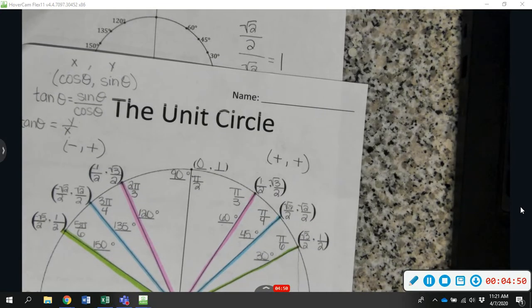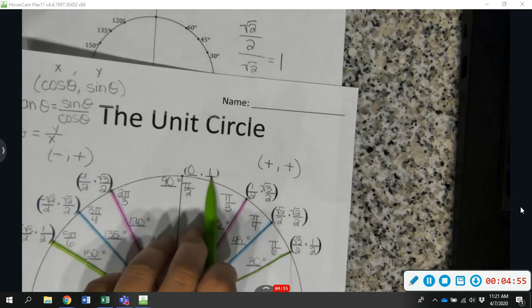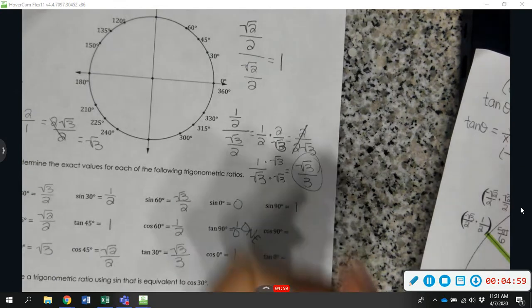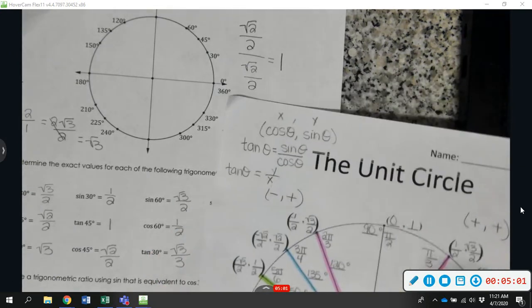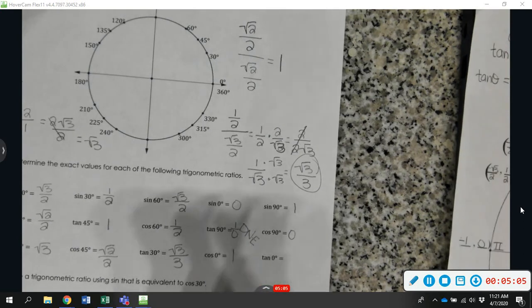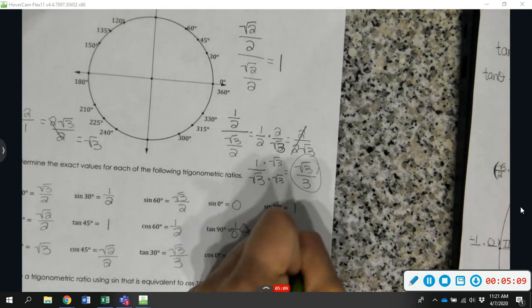Sine of 90, so I go back to my circle. So you see it's a lot of going back and forth to your circle. So sine of 90 is just 1. It's my y value. Cosine of 90 is 0, if you look at it. And then tangent of 0, I take the y value, I divide it by the x value, which just simplifies to 0.